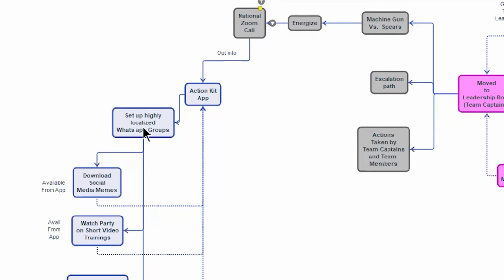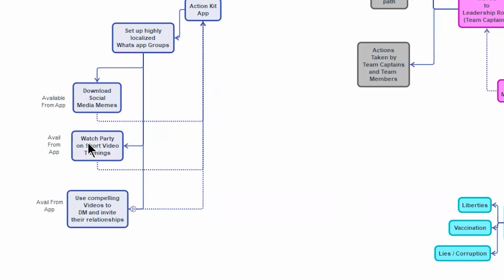These are highly localized small groups, which is essential because people can only maintain effective relationships with a very small number of people. In these groups, the members, as directed by the team captain, download social media content from the app. The group captains, through the WhatsApp group, lead the members to watch short training videos, but these videos are consumed and distributed as what we call a watch party.